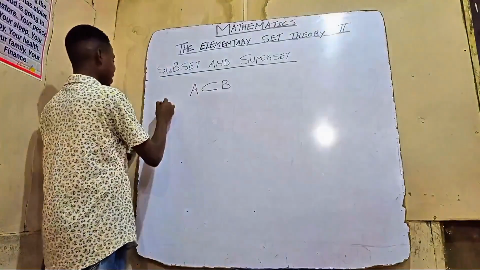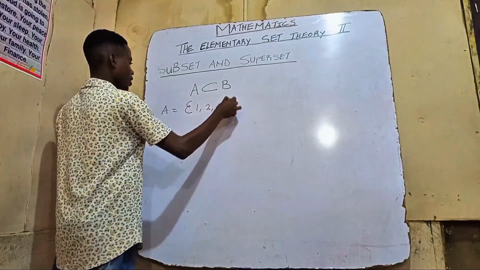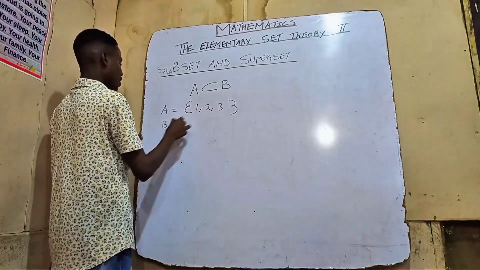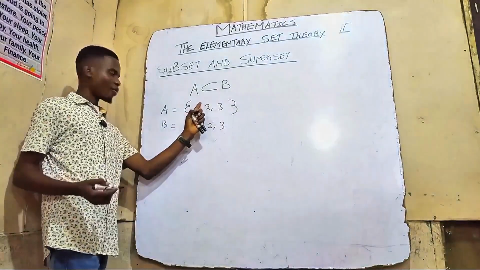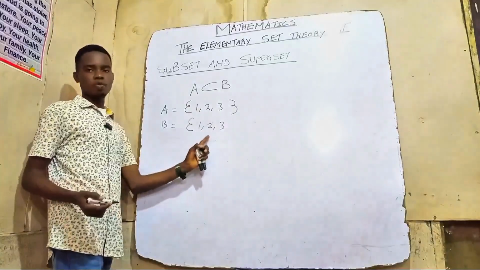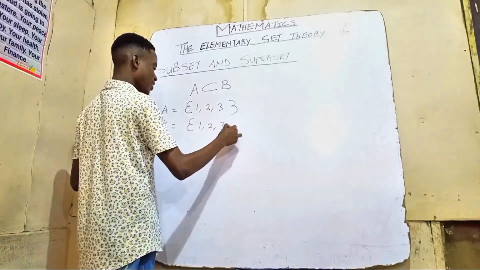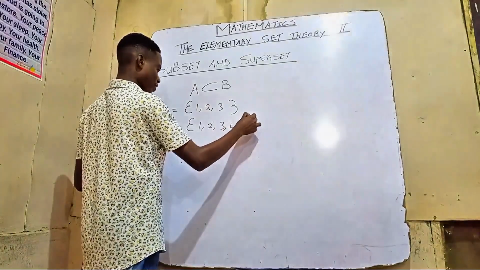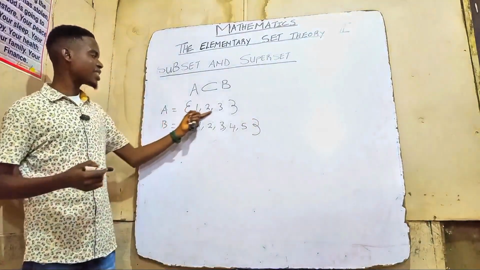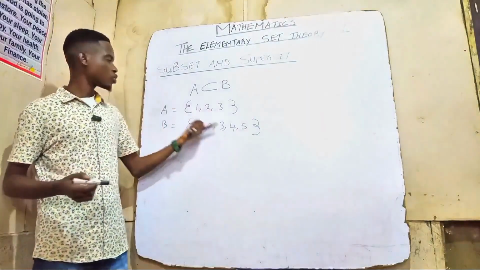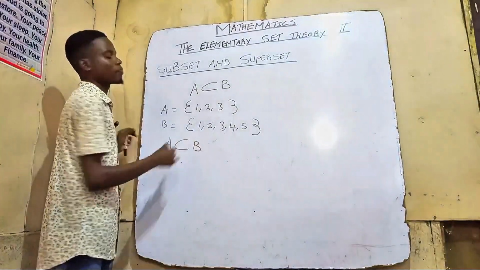So I have this set A, which is 1, 2, 3. B can still be 1, 2, 3. Every member of A is in B, so A is a subset of B, and B is also a subset of A. But there are times I can still have B with an additional element, 5. Look at this: everything in A can be found in B. This is what we mean by A is a subset of B.